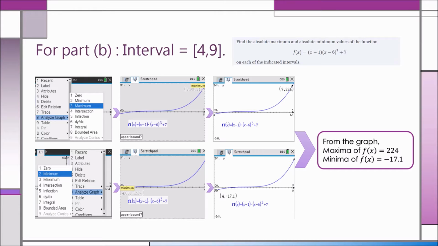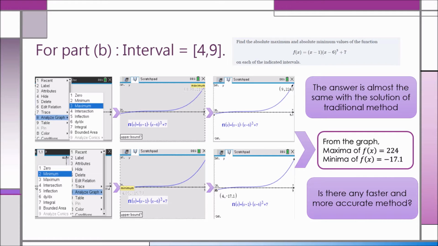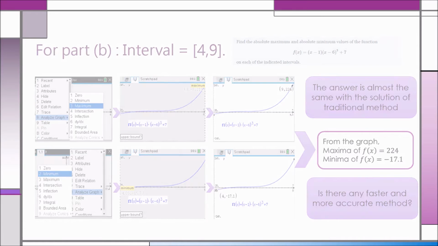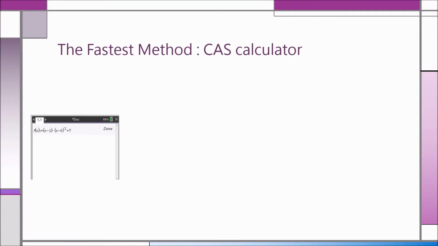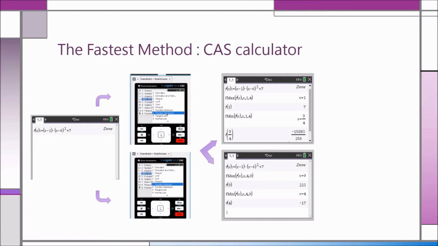And the answer is almost the same as the solution of the traditional method. However, it is almost the same but not exactly the same. So is there any faster and more accurate method? Therefore, I'm going to introduce the faster method, which is the CAS calculator. First, we need to type in the function and click enter, and then we need to click the menu button on the calculator and click calculus and function maximum and minimum, and then we can get the answer very quickly.